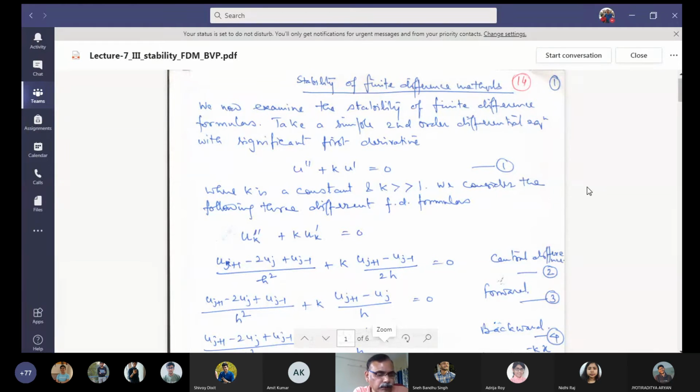The roots are D equal to 0 and D equal to minus k. What is the auxiliary equation? D square plus kD equal to 0. Is that right? So this is just one line: D into (D plus k). So one solution is D equal to 0, another is D equal to minus k. So the general solution will be u equal to a1 plus b1 into e to the power minus kx.